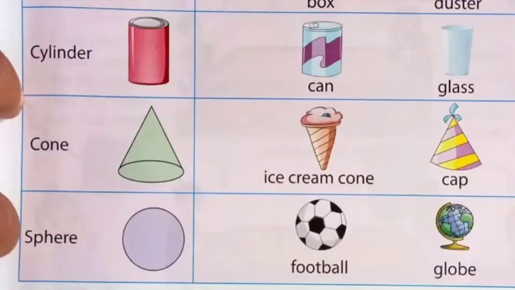So we're given a few more pictures. Picture of a cone is given. How does a cone look like? It looks like an ice cream cone or the birthday cap. Then the picture of sphere is given. How does a sphere look like? It looks like a football or the globe.